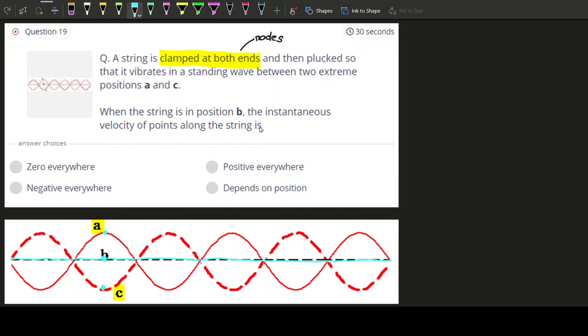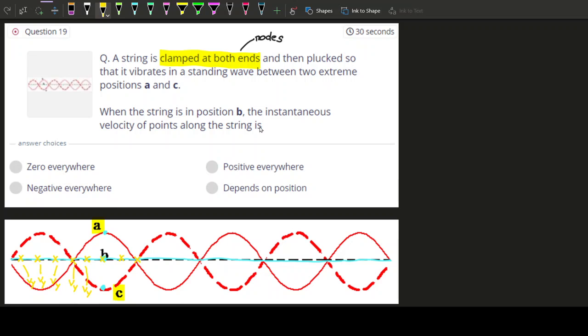So the question asks, if the particle at this position goes to B, then what will you see for the instantaneous velocity at all points along the string? If they ask for the instantaneous velocity here, here, here, here, are they the same or are they different? Instantaneous velocity means the particle's vibrational velocity at all these positions. Are they the same or not?